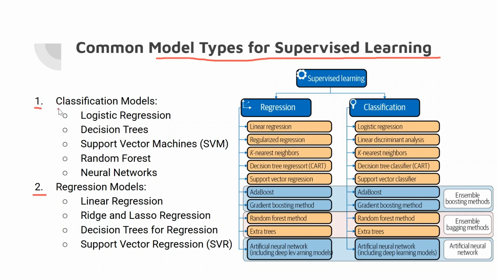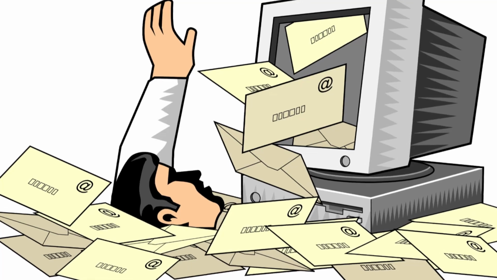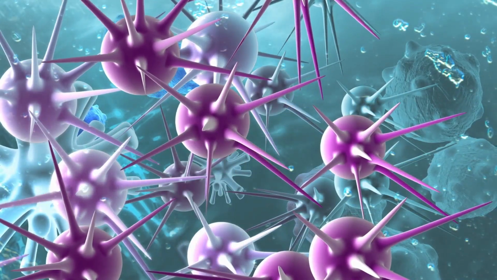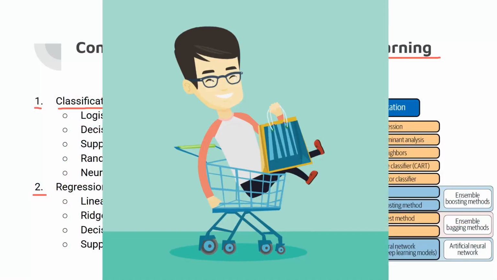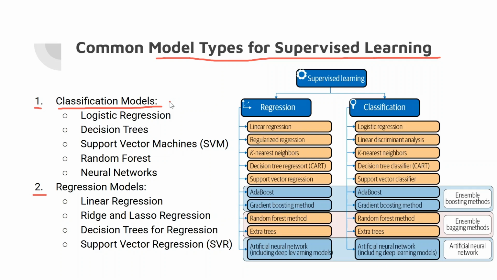Classification models help you sort data into categories or classes. For example, is an email spam or not spam? Is this tumor benign or malignant? Will a customer buy your product or not? Common classification models include logistic regression.